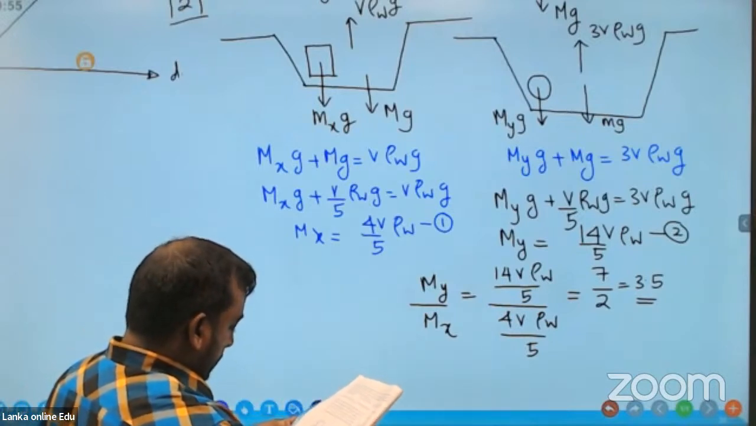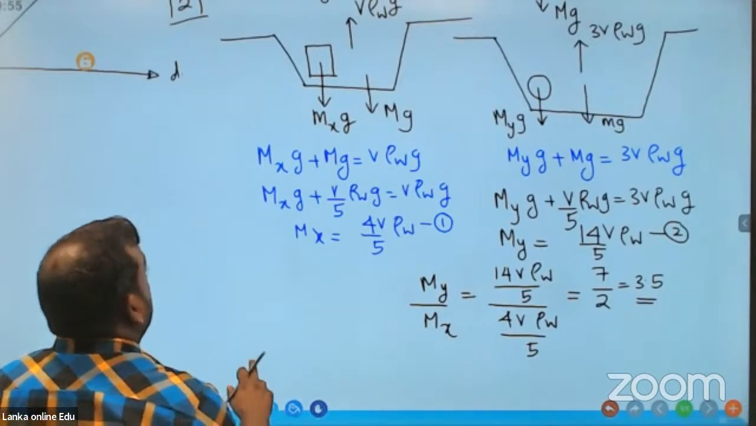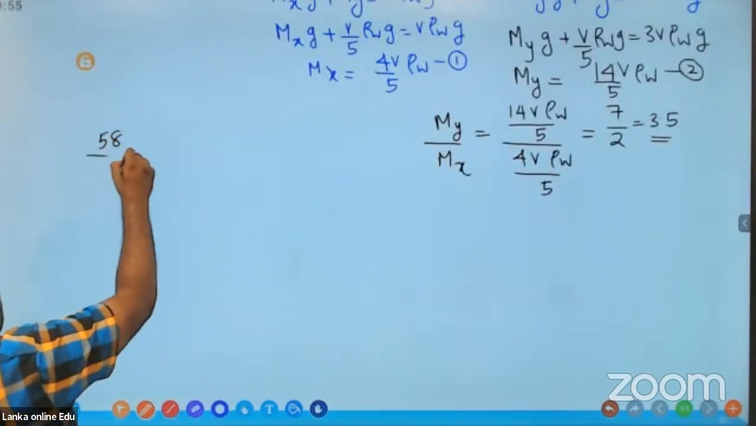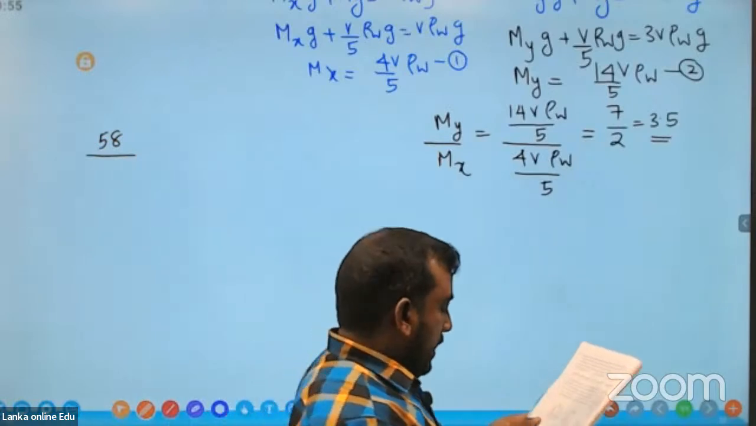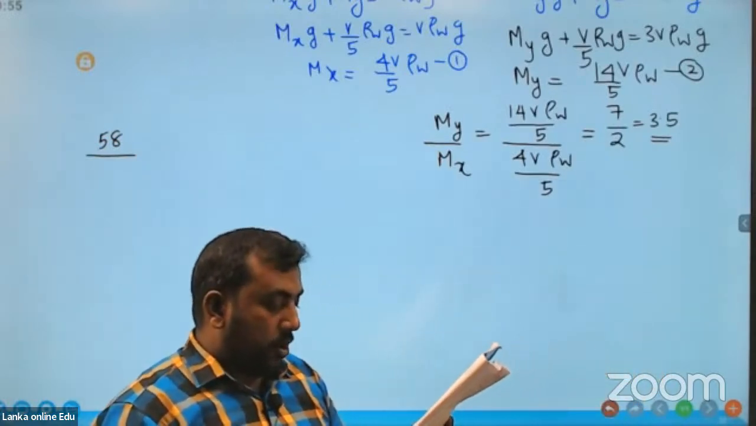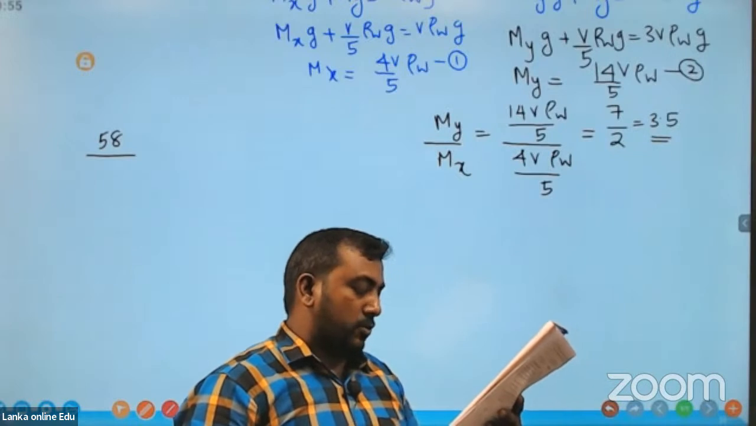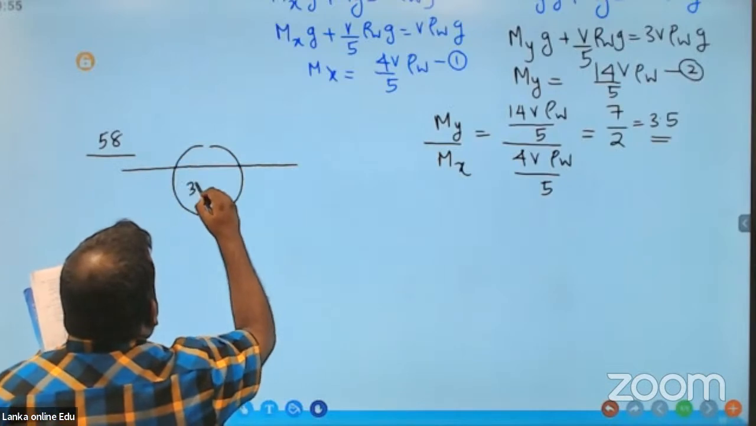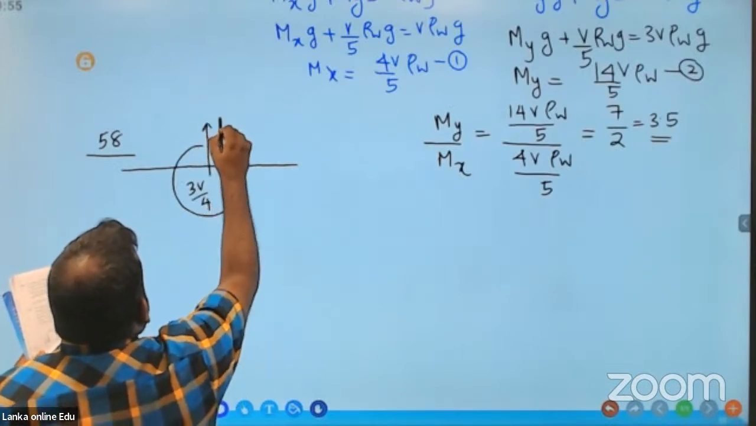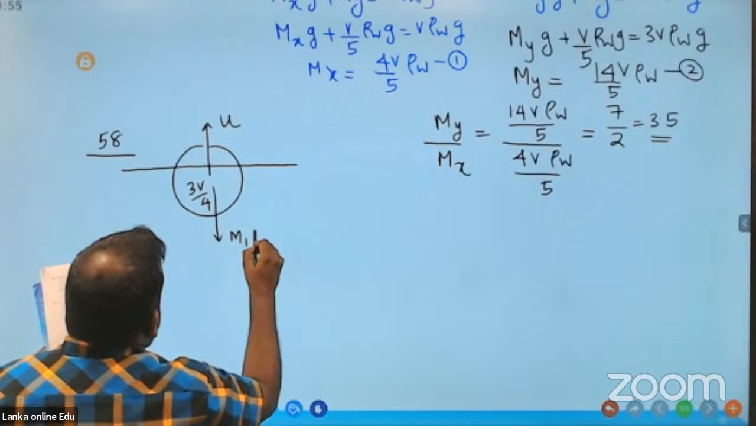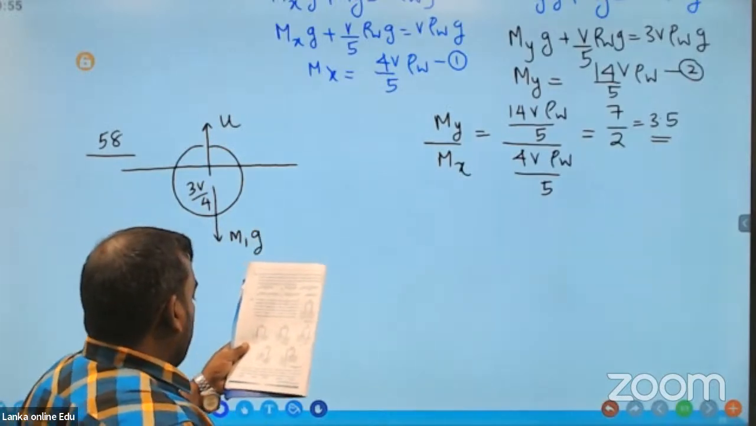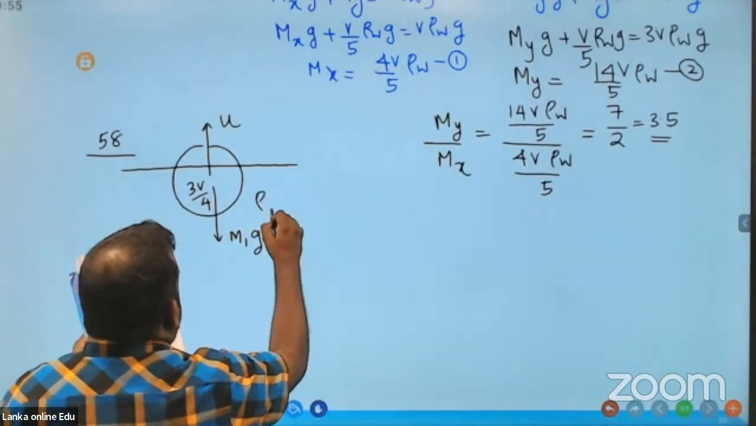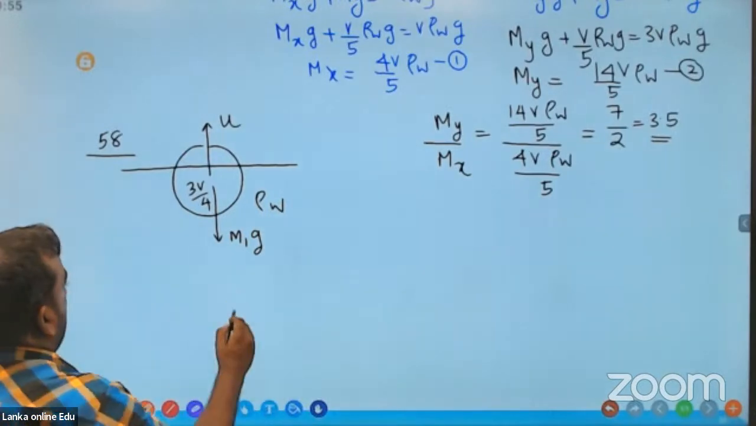Next one, MCQ 58. When a certain object is kept on water, it floats by immersing 75% of its volume. 75% of the volume means 3/4 of the volume immersed. Upthrust balances the weight. If the object is kept in a liquid with density 1.5 times the water, what's the percentage volume submerged?